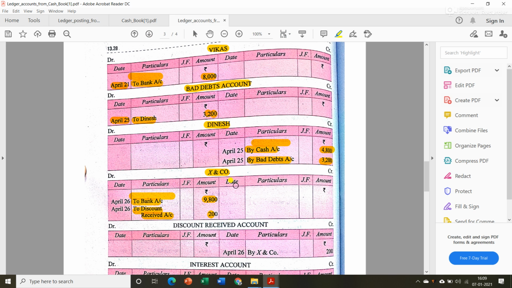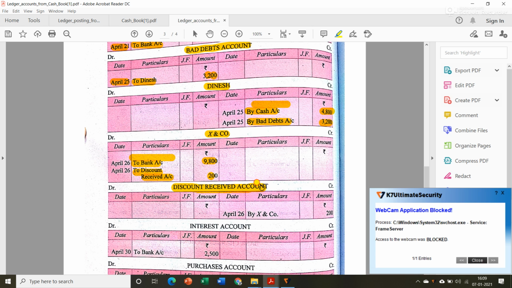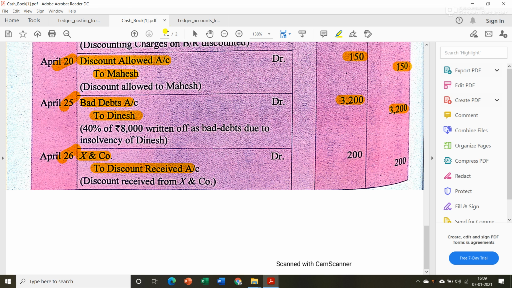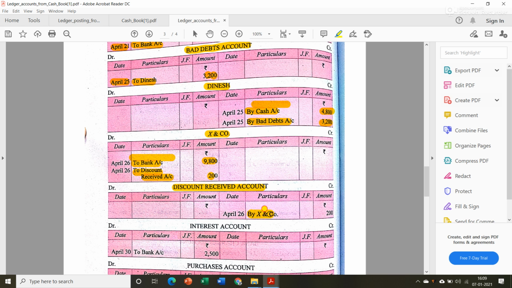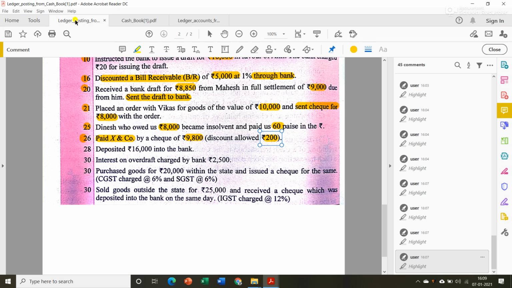Then next we have discount received account. Do we have any discount received account? No, we haven't prepared it yet, so we will prepare discount received account here. We will simply put "by" in front of X and company and write in the credit side X and company rupees 200. Then finish.